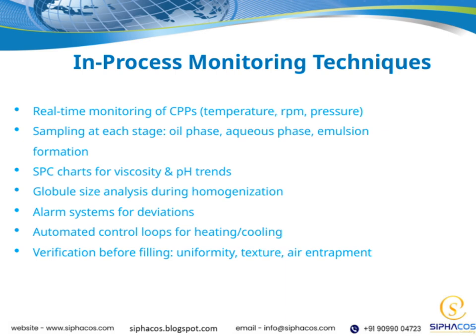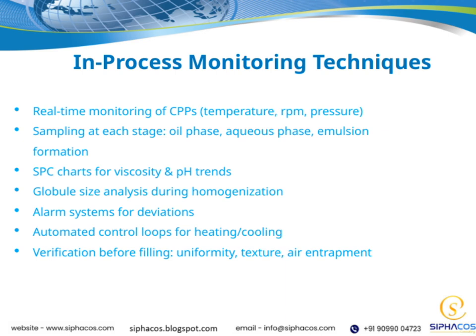This step is key because the size and distribution of globules directly impact the stability and texture of the final product. Monitoring this ensures we achieve the desired consistency. Alarm systems are integrated into the process to alert us immediately if any parameters deviate from set limits. This quick response capability helps prevent quality issues before they escalate.